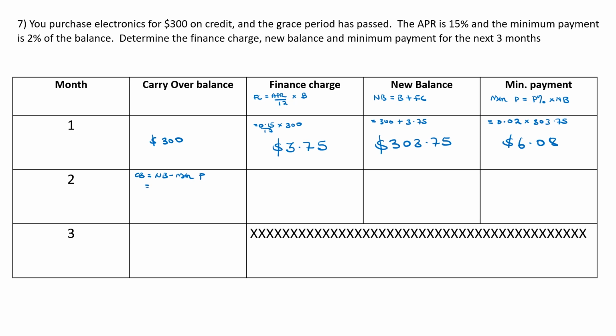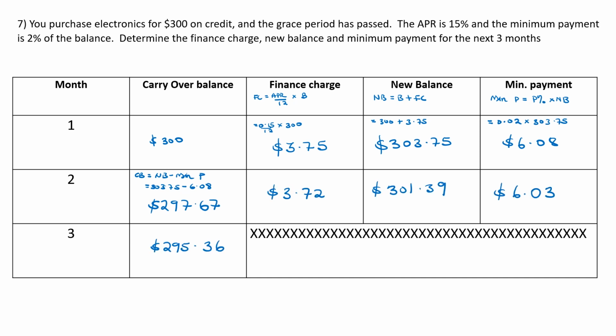So that will be 303.75 minus 6.08. So we have 297.67. And then we repeat the same calculation.